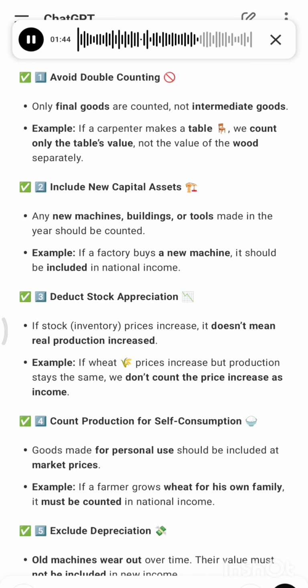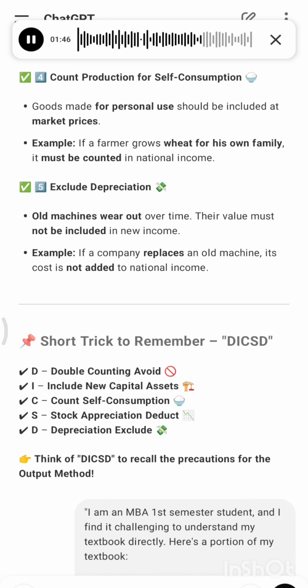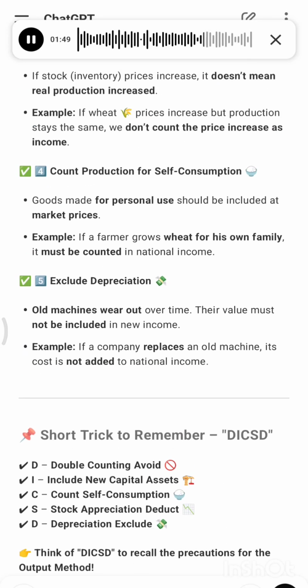4. Count production for self-consumption. Goods made for personal use should be included at market prices. Example: if a farmer grows wheat for his own family, it must be counted in national income. 5. Exclude depreciation. Old machines wear out over time. Their value must not be included in new income. Example: if a company replaces an old machine, its cost is not added to national income.